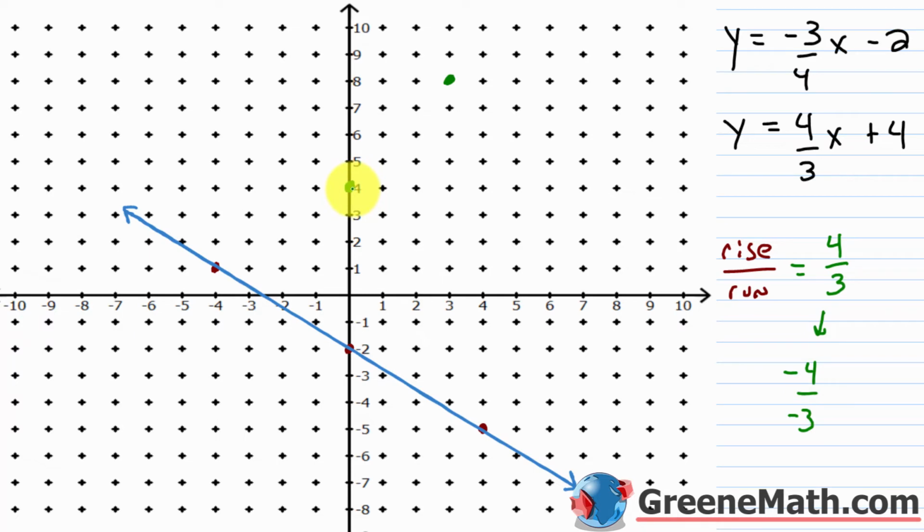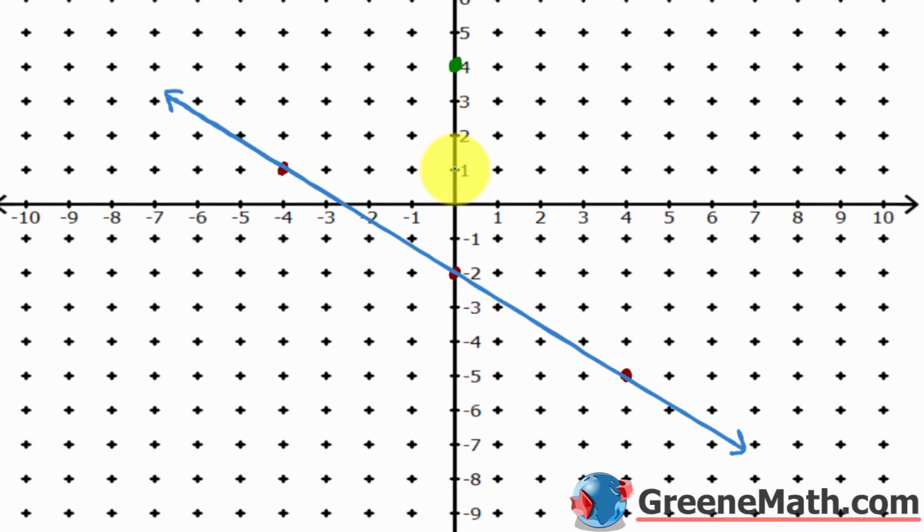So I can fall 4, 1, 2, 3, 4, and go to the left 3, 1, 2, 3. So that's right there. And let me do one more point. Fall 4, 1, 2, 3, 4, to the left 3, 1, 2, 3. Okay, so let me graph this real quick.